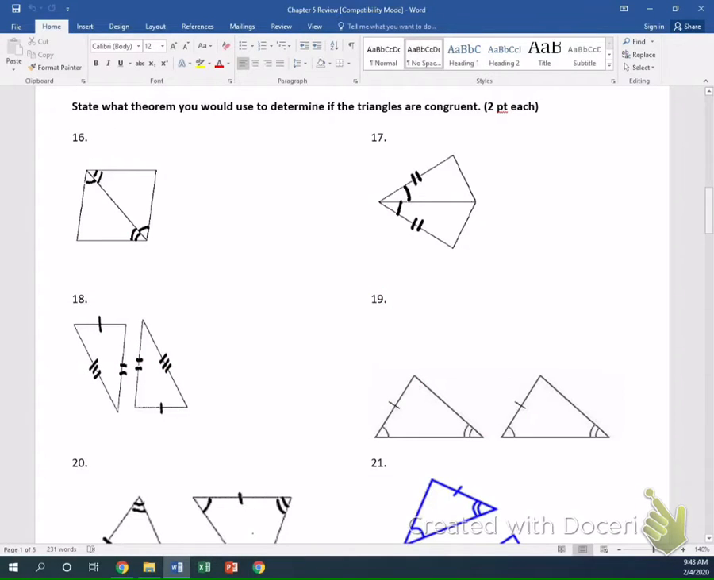All right, so this next page is just using those 5 theorems from the front. So number 16 is what? Angles. These are angles. Remember, you can label them if you get stuck. I couldn't tell if it was angle, side, angle. So yeah, this is angle, side, angle. We have 2 angles and the side that's in between. Number 17. Side, angle, side.